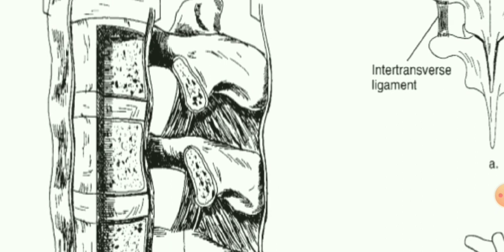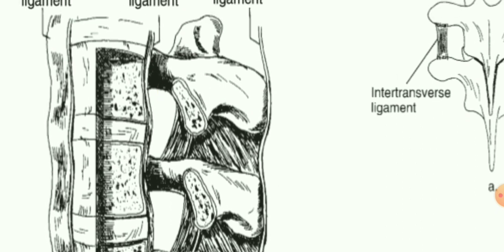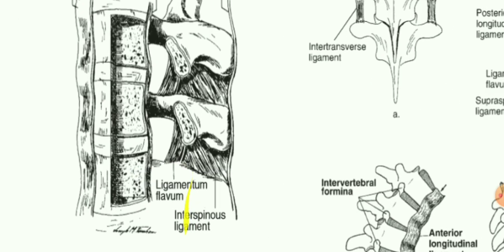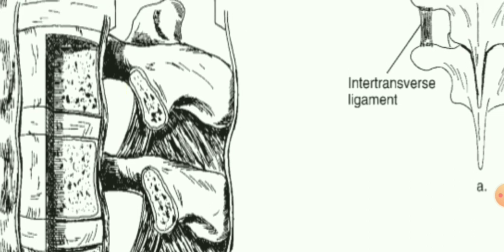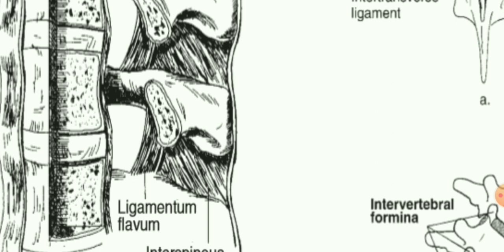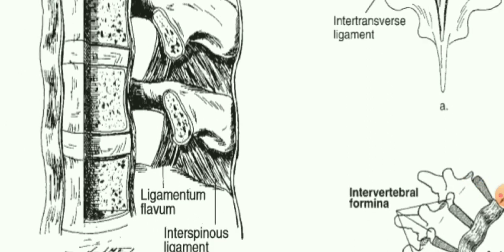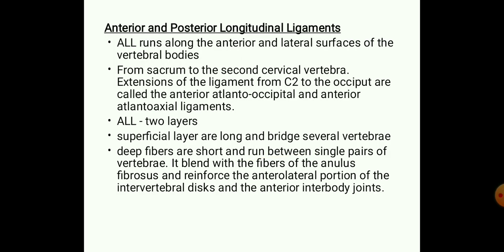So this is the vertebral canal through which the neural components are passing. The anterior surface of the vertebral canal is supported by the posterior longitudinal ligament, and the posterior part of this vertebral canal is mainly supported by the ligamentum flavum. The ligamentum flavum basically connects the laminae of two vertebrae.